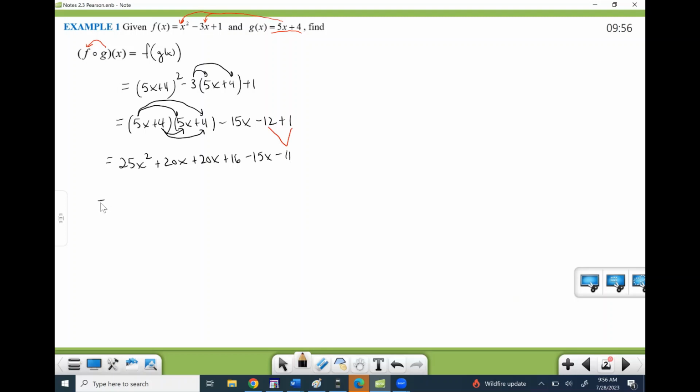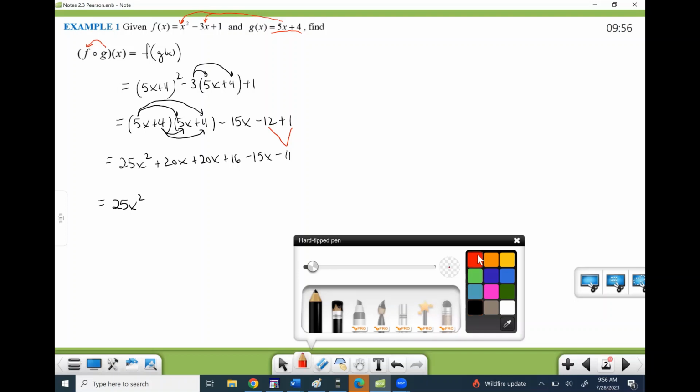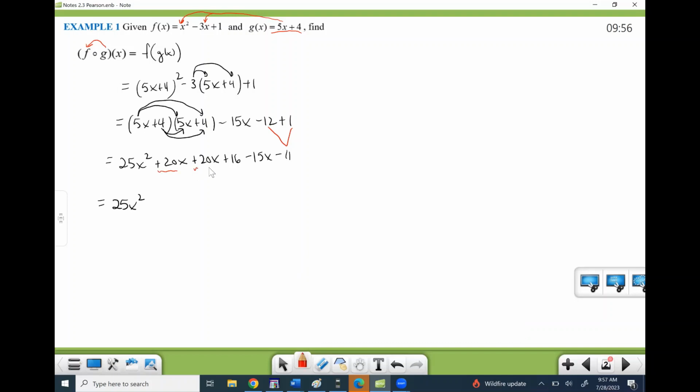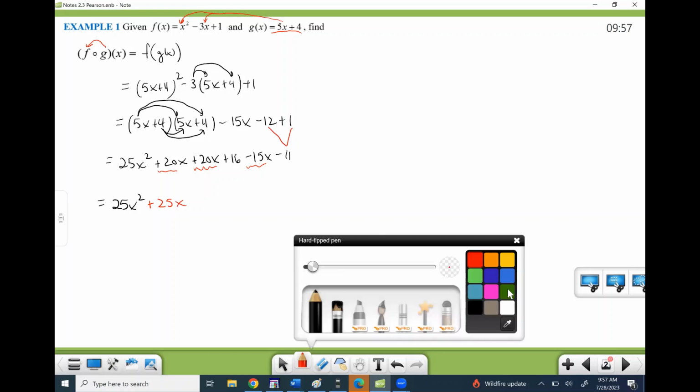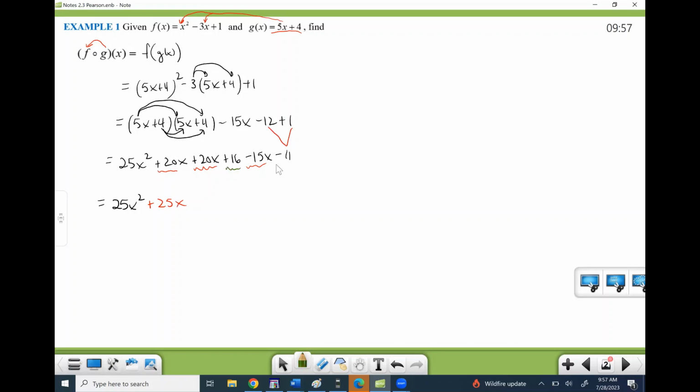Now write it in descending order from highest to lowest. We take our 25x squared and write that first. Then we combine our x's: 20 plus 20 is 40, and 40 take away 15 is 25x. Then we take our constants: 16 minus 11 is 5.